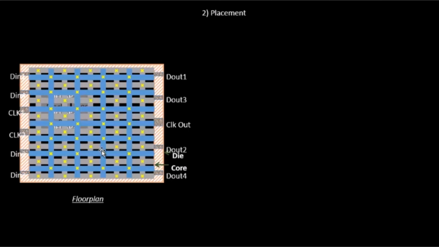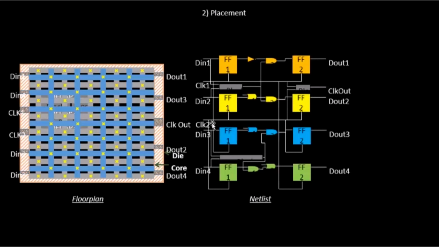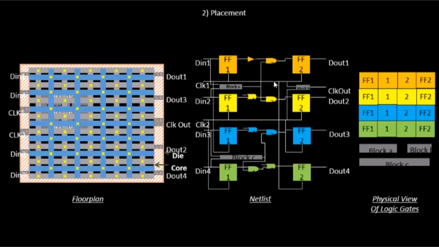So let's see what we have till now. We have the floor plan. We have a well-defined floor plan with the input and output ports defined properly and placed properly. We have this particular netlist. Basically this is our full design, and we have a shape and size given to each and every component of this netlist. So we have the physical view of the logic gates, and we have this particular floor plan. The next step is to place this netlist onto this particular floor plan.